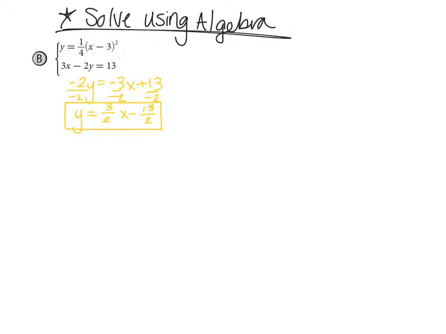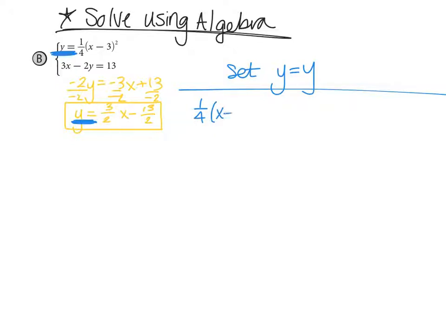So our idea for algebra is to set y equal to y. What I mean by that is this first equation says y equals, and now this one does, which means everything on the other side should be equal to each other as well. So we're going to say 1/4 times (x minus 3) squared equals 3/2 x minus 13 over 2. The first thing you all might be stressing out about is those fractions in there.